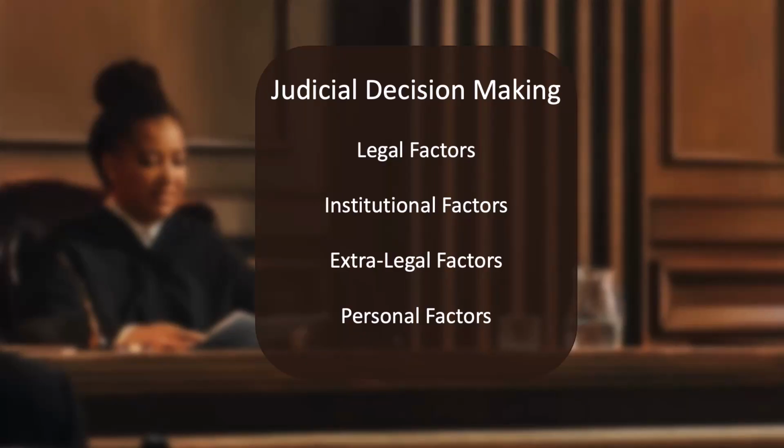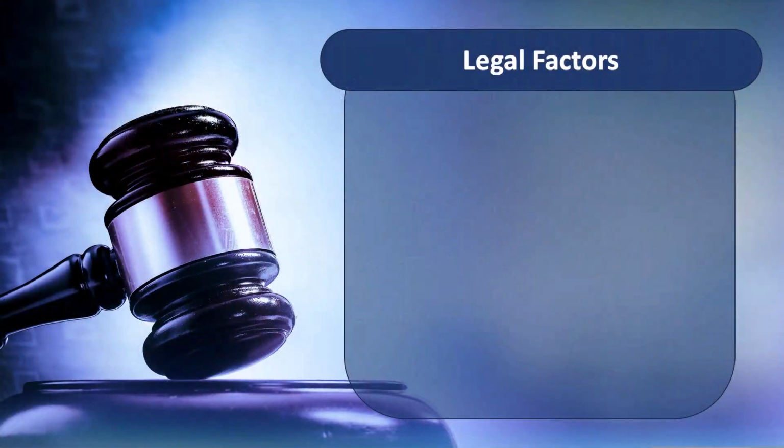And let's start with the legal factors that influence judicial decisions. The first, and arguably one of the most important, is the concept of stare decisis, a Latin term meaning to stand by things decided. Stare decisis is a fundamental principle in the common law system where judges are expected to follow the precedent set in previous court decisions. This ensures consistency and predictability in the law.